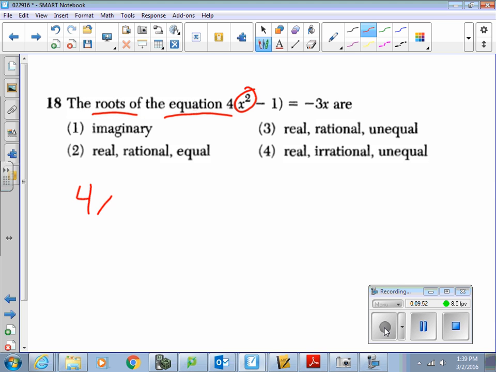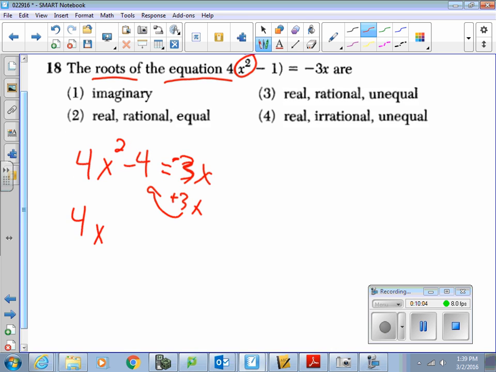So I'm going to multiply all this out. I'm going to get 4x squared minus 4 is equal to negative 3x, sorry, and I want to add 3x on both sides. Put this over here, so I end up with 4x squared. I'm going to put the 3x in between to put it in standard form, so it's going to be plus 3x minus 4 is equal to 0.